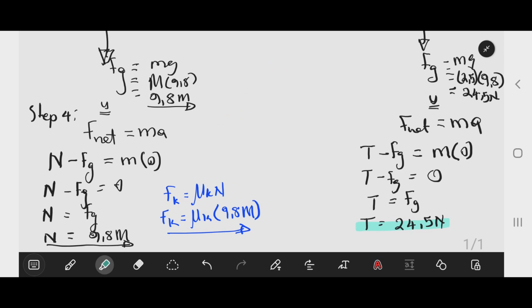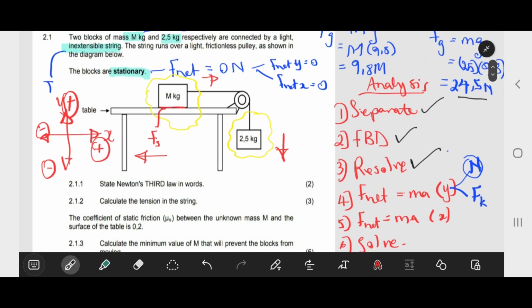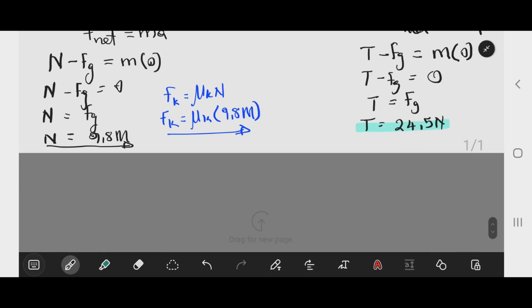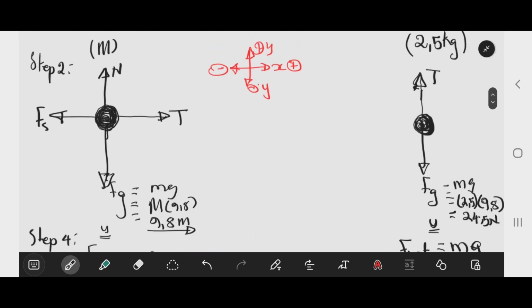Now we have to go to the next step, and the next step is to perform the Fnet in the x direction. So Fnet in the x direction, we'll start with the mass m kg. So that is step number 5, okay? So we perform our Fnet equals ma in the x direction. So how many forces do we have acting in the x direction? For mass m, we have 2 forces, right? We have the tension to the right and we have friction to the left, right?